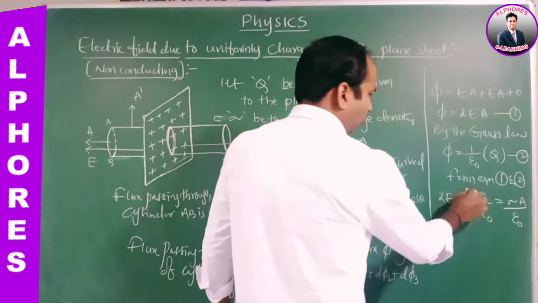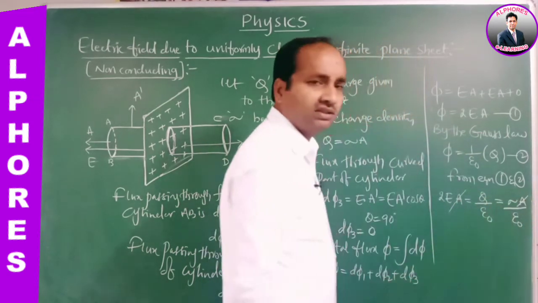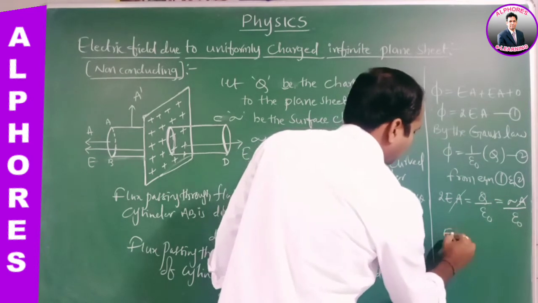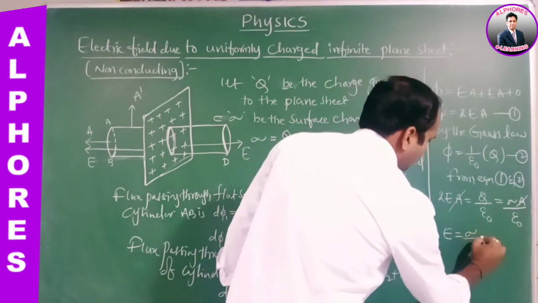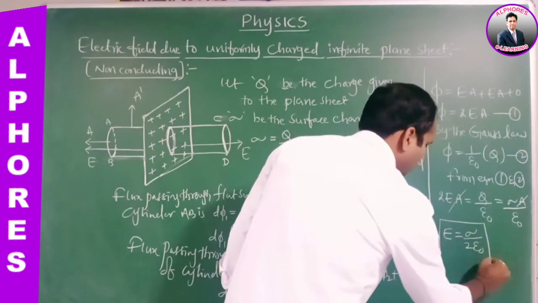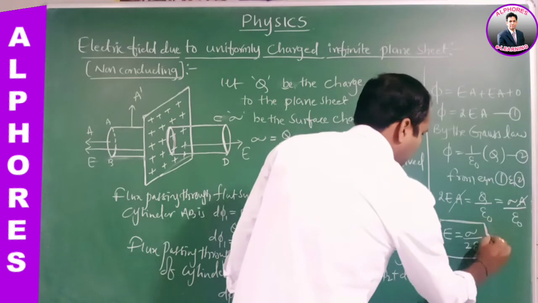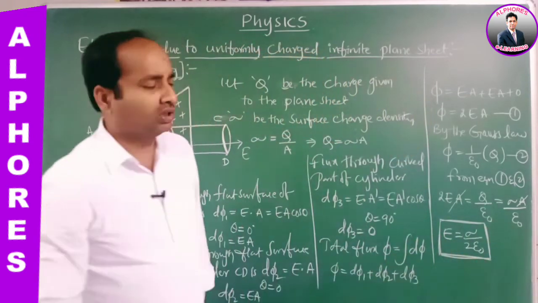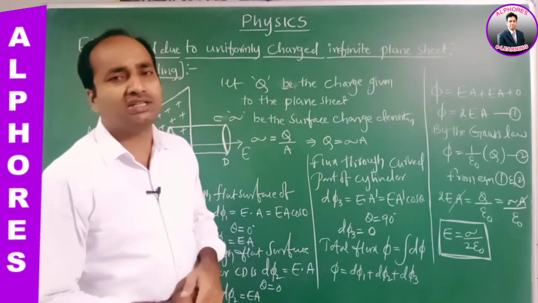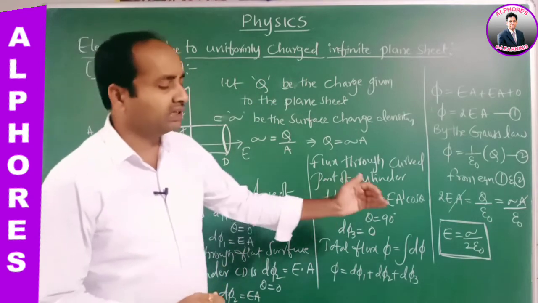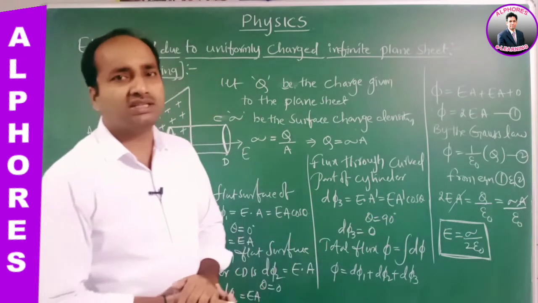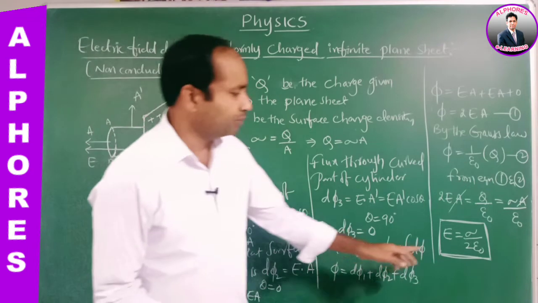Now on both sides A gets cancelled. We get 2E is equal to sigma by epsilon naught. Therefore E is equal to sigma by 2 epsilon naught. This is the electric field intensity due to an infinite non-conducting plane sheet of charge. You should remember this formula: E is equal to sigma by 2 epsilon naught.